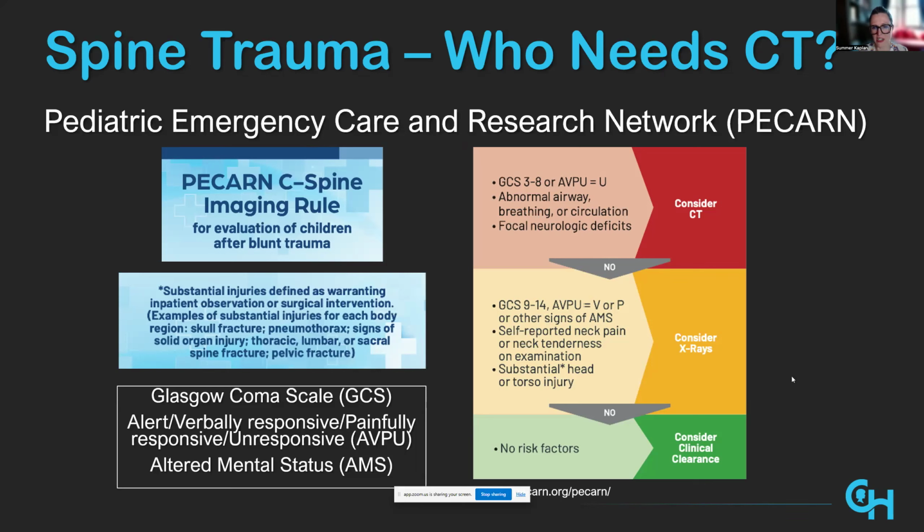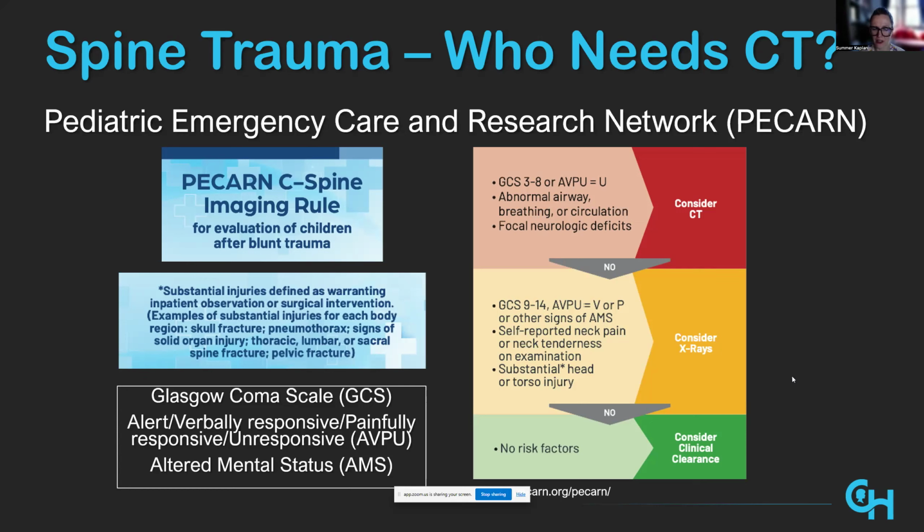So this is rating whether the child is alert or verbally responsive only, responsive to painful stimuli only, or unresponsive. So a 4-point scale of how responsive the child is. Abnormal airway, breathing, circulation, or focal neurologic deficits. Those are conditions in which you might consider a spine CT.